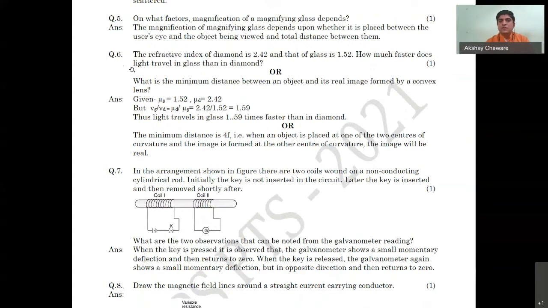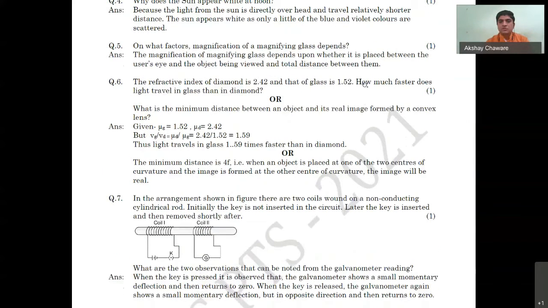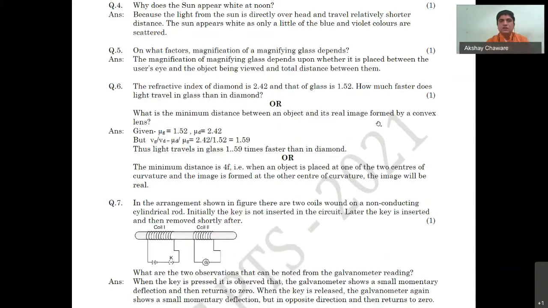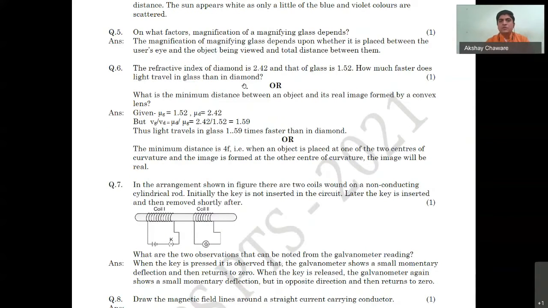Okay. Now the refractive index question: refractive index of diamond is 2.42 and of glass is 1.52. How much faster does light travel in glass than in diamond? So we have to compare the velocities of light in glass and diamond. Refractive indices are given, and refractive index is inversely proportional to the speed of light. So if we calculate it, it should be 1.59. So we can say light travels in glass 1.59 times faster than in diamond. Two decimal points came here, so just ignore one. It should be 1.59 times faster than in diamond.